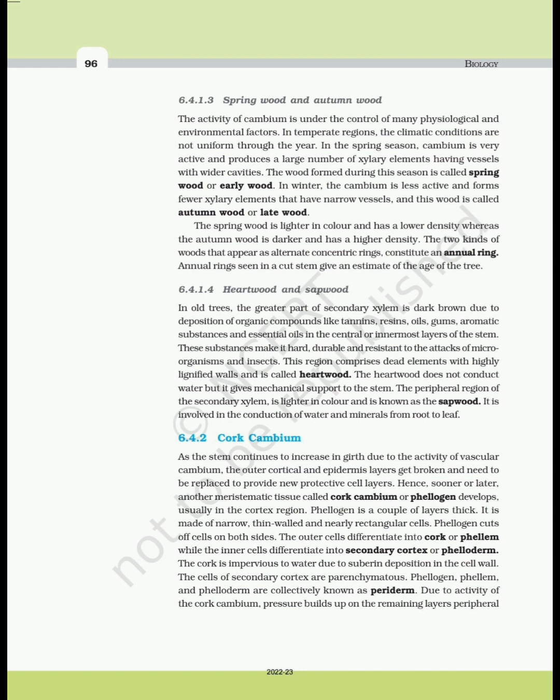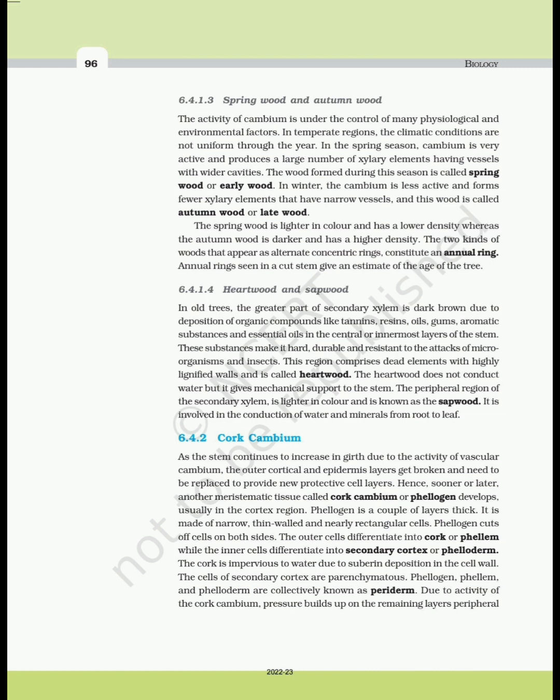The peripheral region of the secondary xylem is lighter in color and is known as the sapwood. It is involved in the conduction of water and minerals from root to leaf. 6.4.2 Cork cambium. As the stem continues to increase in girth due to the activity of vascular cambium, the outer cortical and epidermis layers get broken and need to be replaced to provide new protective cell layers. Hence, sooner or later, another meristematic tissue called cork cambium or phellogen develops, usually in the cortex region.